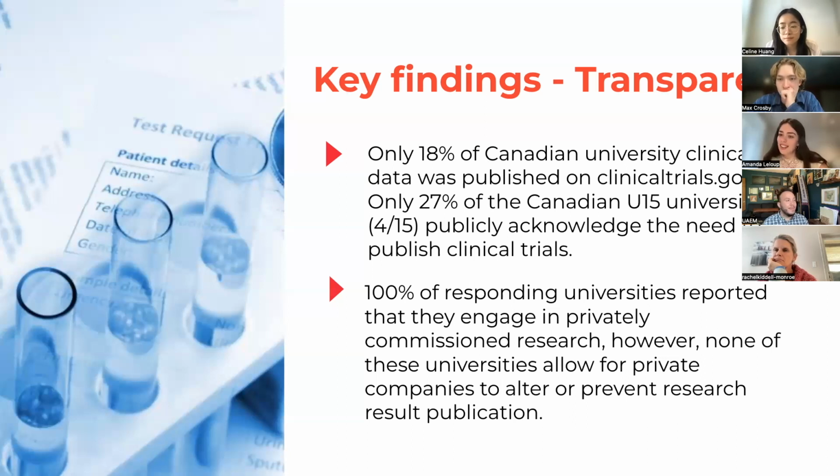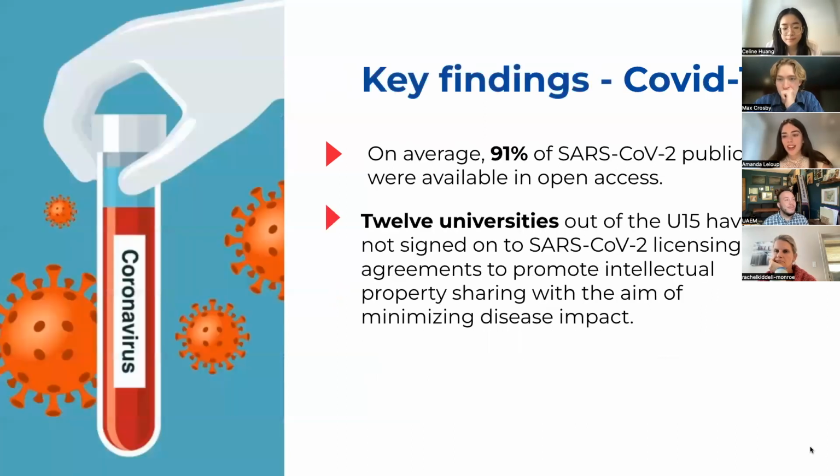On our last part for the key findings regarding COVID-19, it was found that on average, 91% of COVID-19 publications were available in open access, which is nearly double, if you remember the access part, the overall publications in open access, which were just under a half.